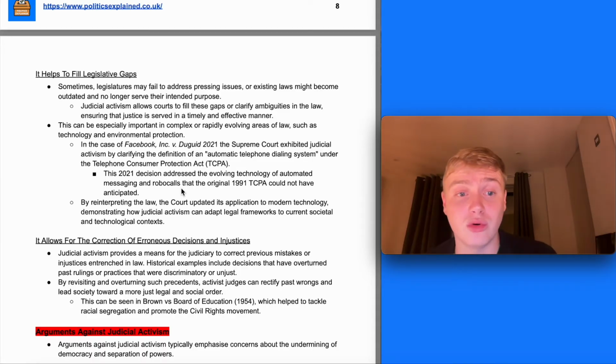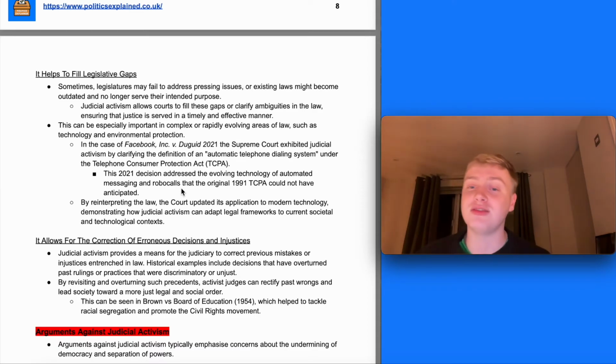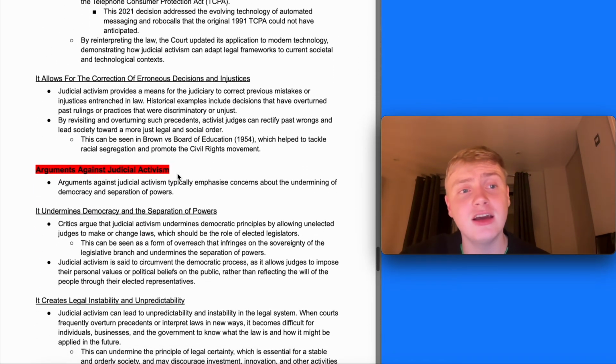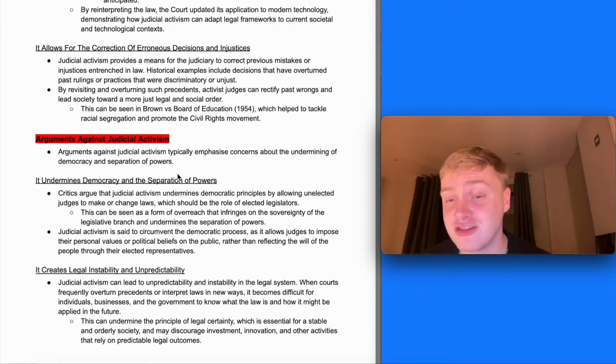This 2021 decision addressed the evolving technology of a kind of outdated act. By reinterpreting the law, the court updated its application to modern technology. This can be seen as really necessary to ensuring that there are no gaps in the legal system. And finally, it can be argued that it allows for the correction of poor decisions and injustices. So to correct previous mistakes or injustices entrenched in law by overturning previous precedent.